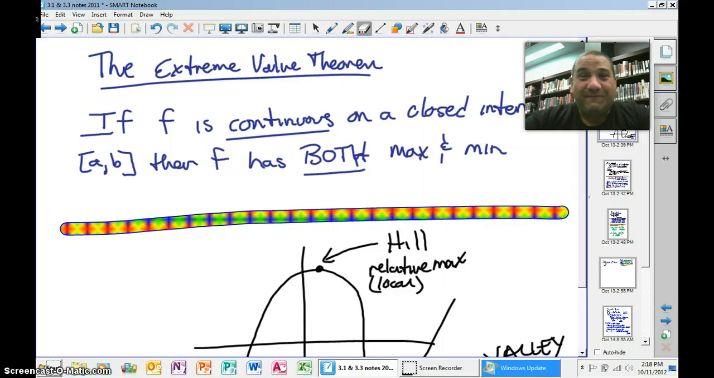Then we have the extreme value theorem. That sounds exciting. If f is continuous on a closed interval, then f has both a min and a max. So continuous, yes. Max and min, you have it.